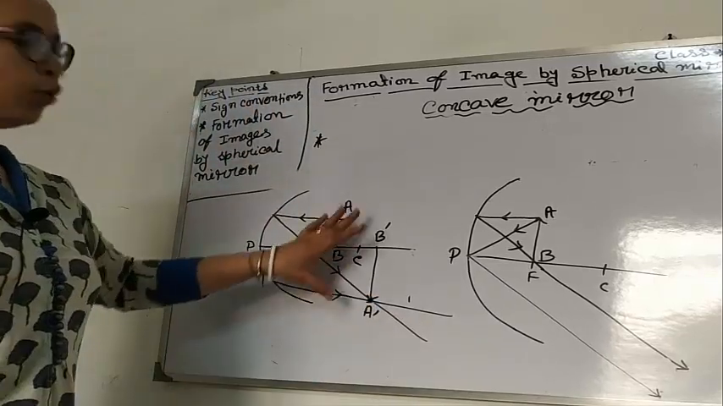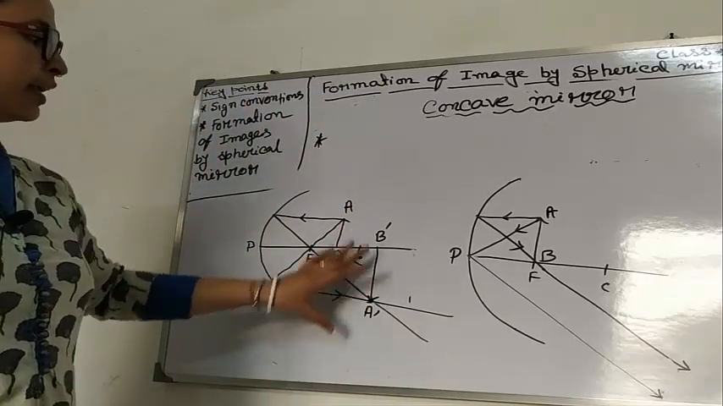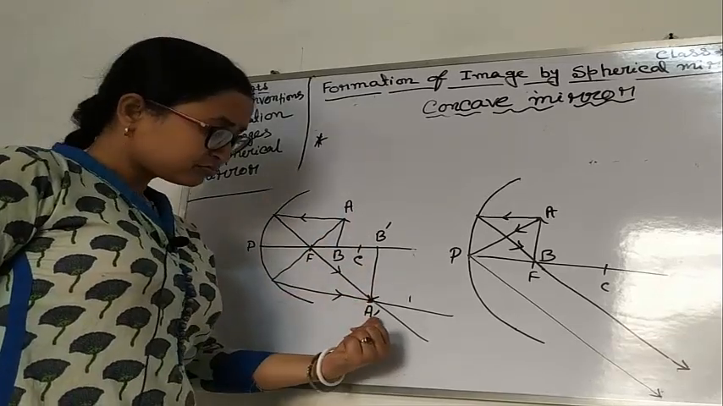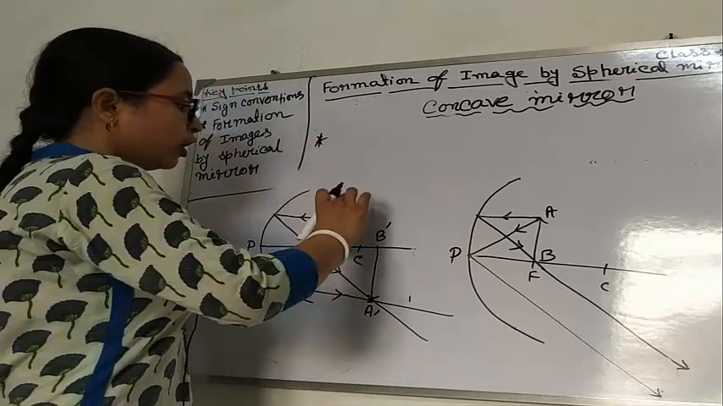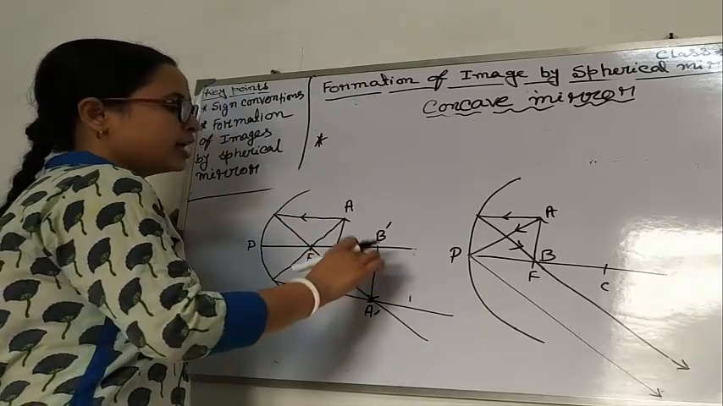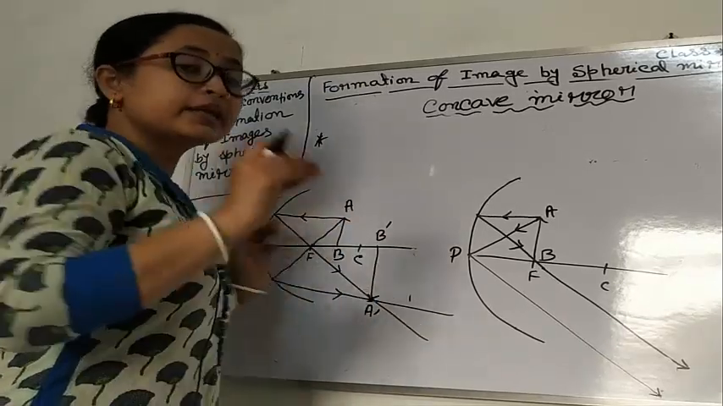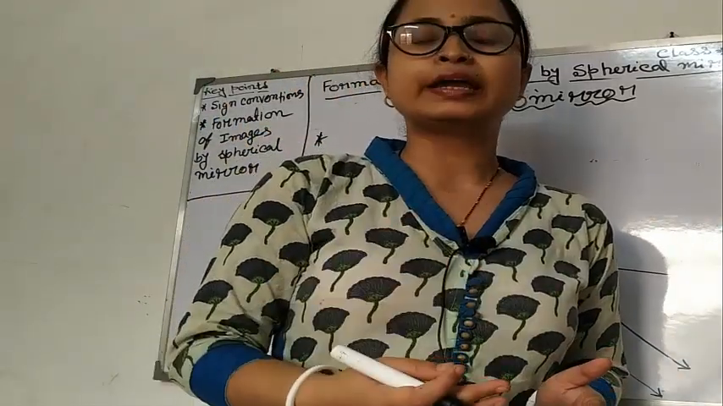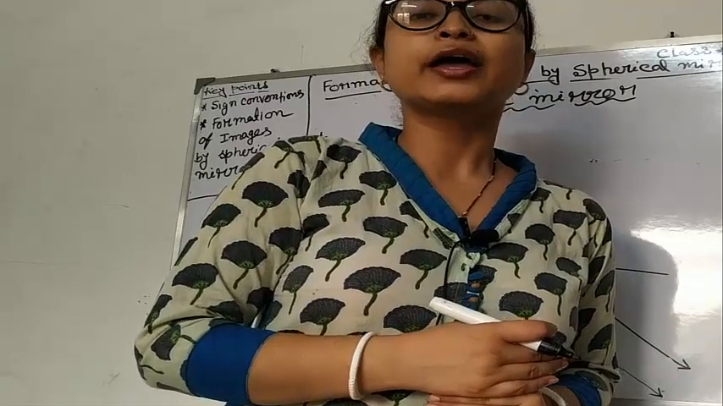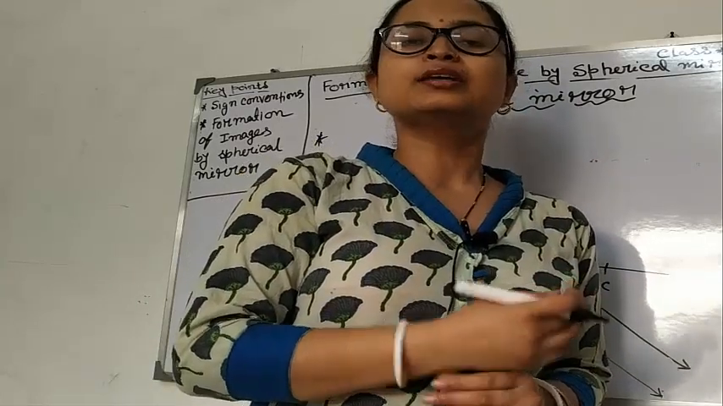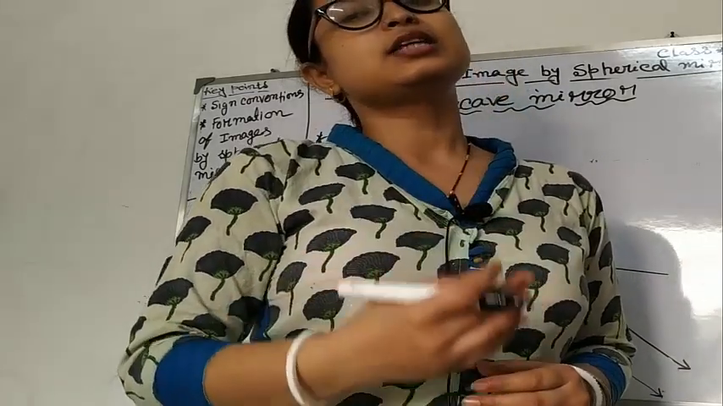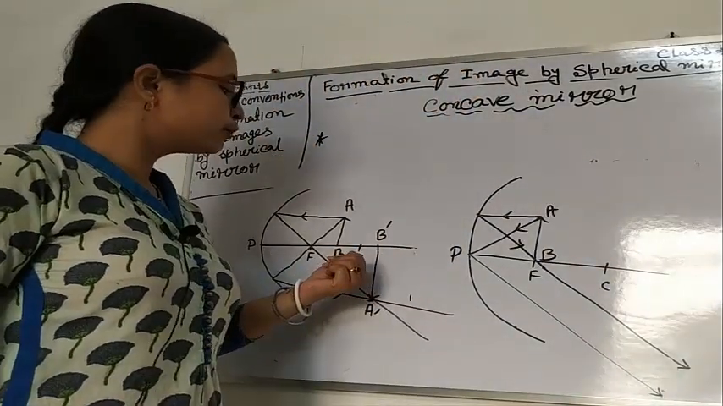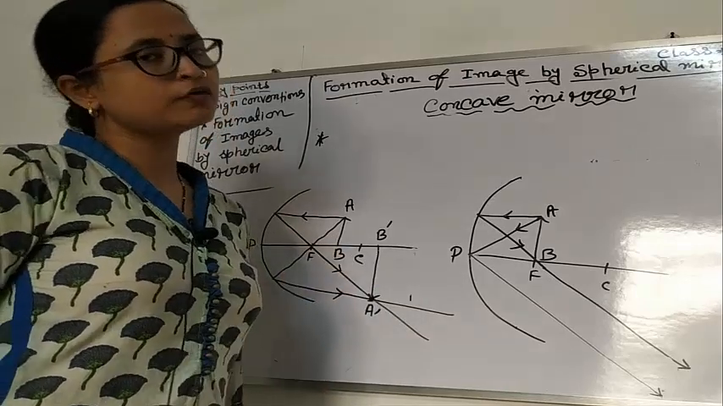You can see what the nature of the image is. Again, it is a real image and it is inverted, and you can compare that AB is less than A dash B dash. That means now the image becomes magnified. What is the meaning of magnified? The size of the image is greater than the size of the object. And what is the position? The image will form beyond the center of curvature.